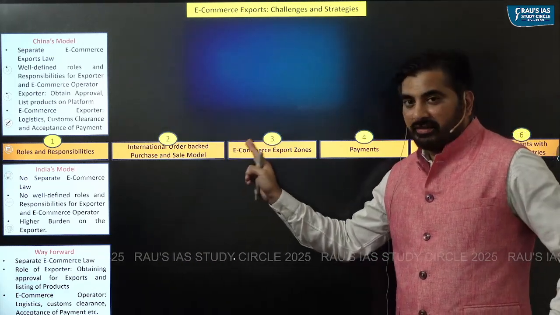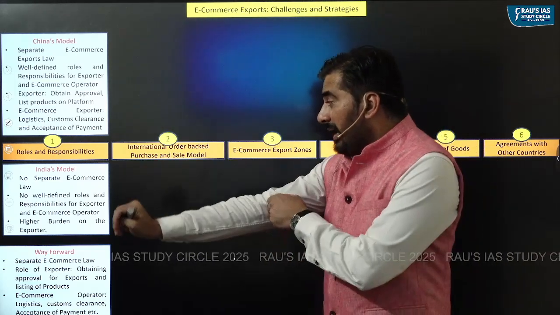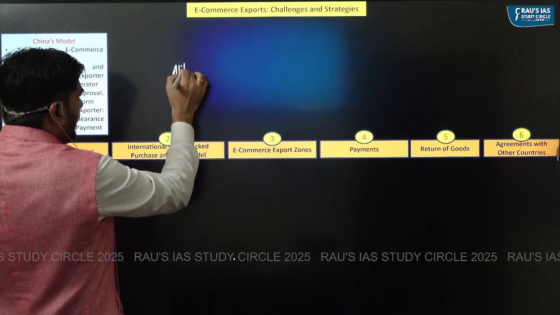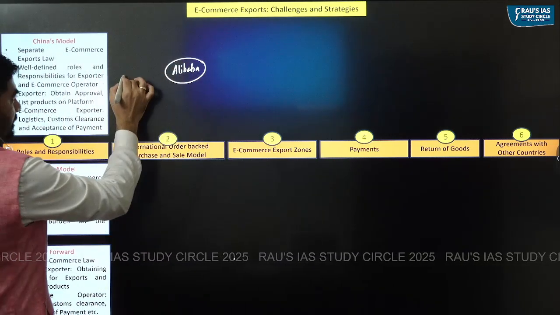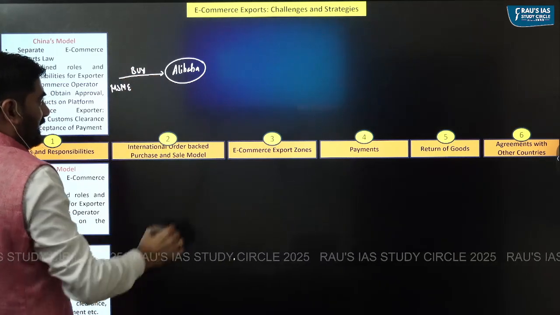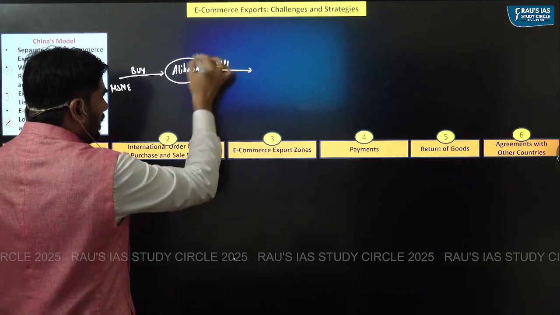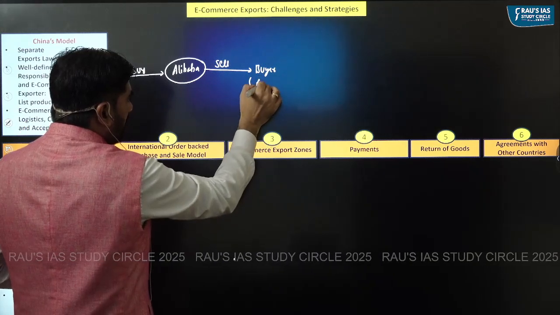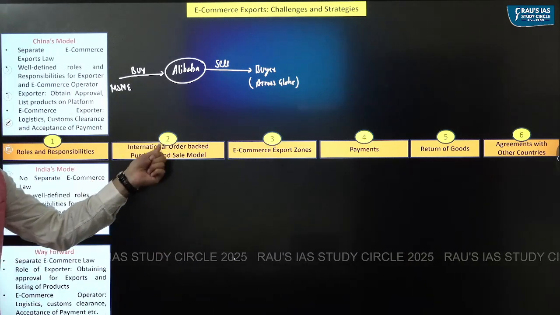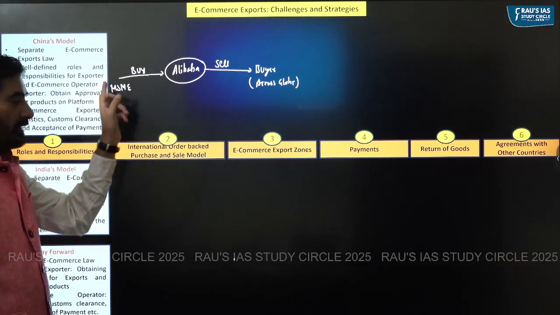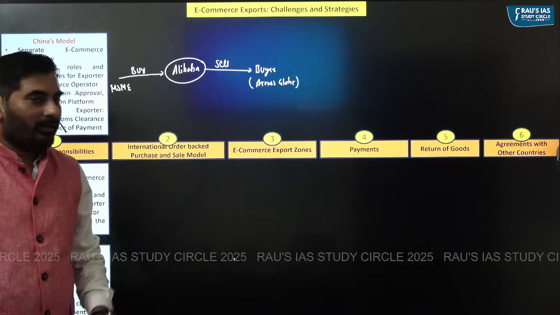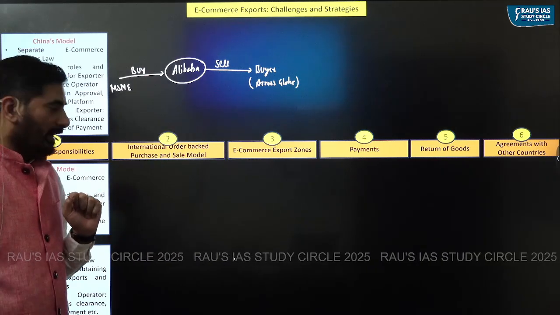International order backed purchase and sale model. What is this international order backed purchase and sale model? In China, let's say you have an e-commerce company like Alibaba. What Alibaba as an e-commerce company does is, from MSMEs based in China, it buys the products. After buying the products, Alibaba will sell the same products to buyers across the globe. So can you see here the words international order backed purchase and sale? It means Alibaba will purchase the products from the MSME. After purchasing the products from the MSME, the products become its own product, and the same product it will sell to a buyer across the globe. That is what international order backed purchase and sale is.